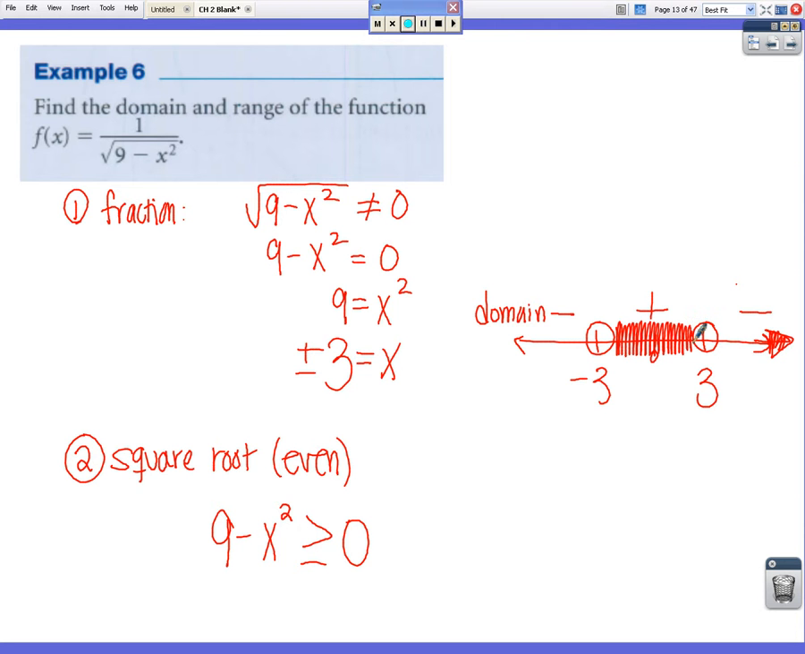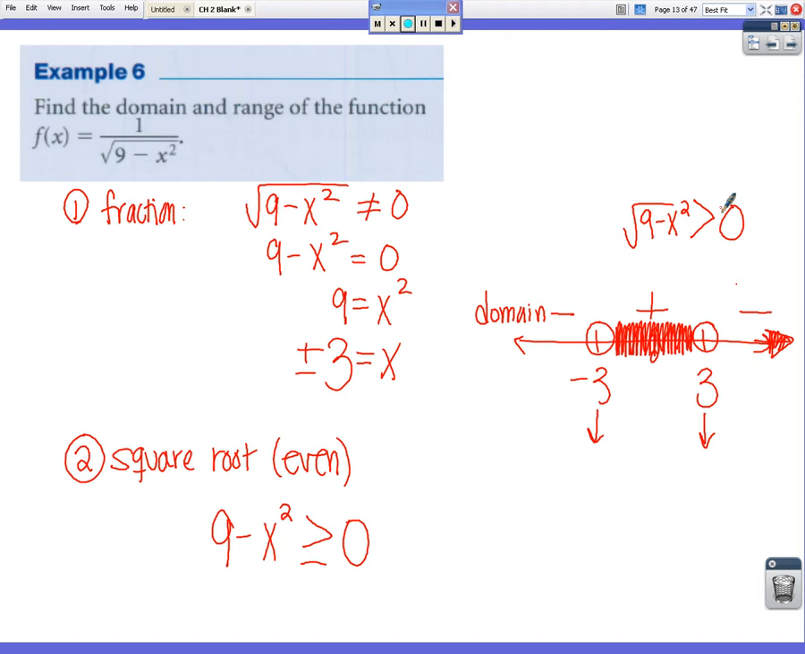The reason why, at negative 3 and positive 3, the square root value would have been 0, and we have an issue with that being a fraction. Secondly, if I put in any value between negative 3 and 3, I am guaranteed that the square root of 9 minus x squared will be bigger than 0. So in this problem, there's our domain.